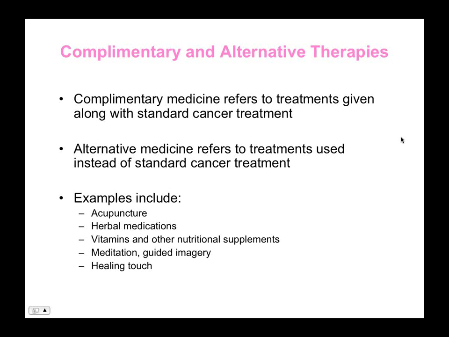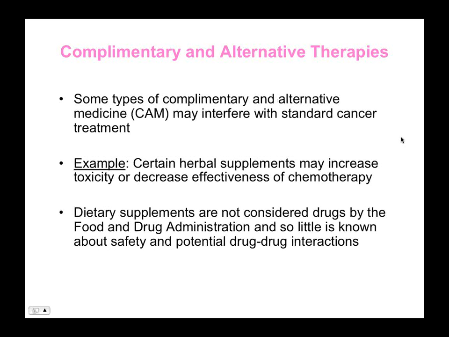I wanted to take a minute and just talk a little bit about complementary and alternative therapy, what that is. This really refers to treatments that are given along with standard cancer treatments, that's complementary medicine, whereas alternative medicine refers to treatments that are used instead of standard cancer treatment. And these complementary and alternative therapies can take a variety of forms, from acupuncture, meditation, healing touch, to the use of various herbal medications, vitamins, or other nutritional supplements.